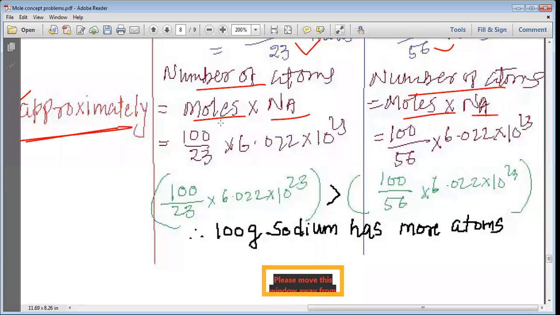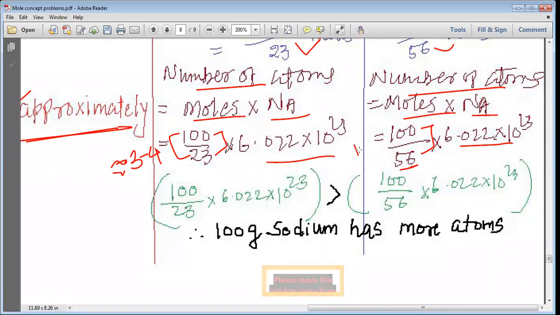So for sodium, the moles is 100 by 23, and for iron, the moles is 100 by 56. Both 100 divided by 23 and 100 divided by 56 are multiplied by 6.022 into 10 to the power 23. Now, if we find the answer for 100 divided by 23, it is approximately between 3 and 4. And 100 divided by 56 is approximately between 1 and 2.